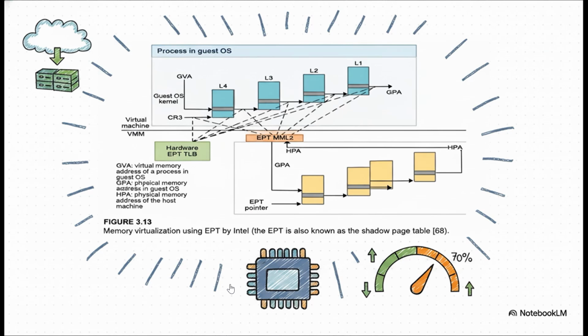Okay, so it's not just the CPU, right? We have to virtualize memory too. Let's look at Intel's Extended Page Tables, or EPT. Normally, an OS maps a virtual address to a physical address. But in a VM, that physical address is fake. It's just a guest physical address. So we need a two-stage mapping process. The guest OS maps the guest virtual address to the guest physical address, and then the hardware EPT instantly maps that guest physical address all the way down to the true host physical address. By doing this in hardware, we reduce memory management overhead by up to 70%.